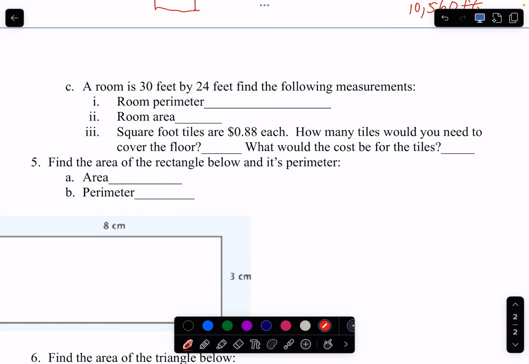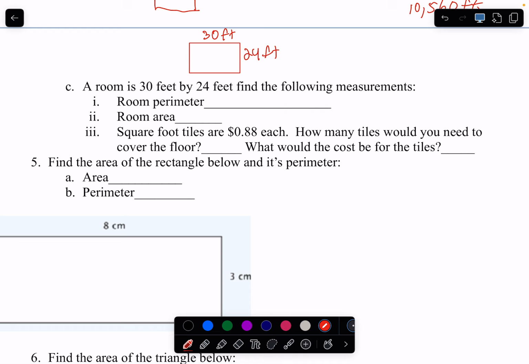It says a room is 30 by 24 feet. Find the following measurements. We want the perimeter, we want the area. Let's do that first. Now remember, I told you we're assuming a room. We're going to assume it's just a rectangle. So let's draw a rectangle and label it. I'm going to put 30 on the longer and 24 on the smaller.